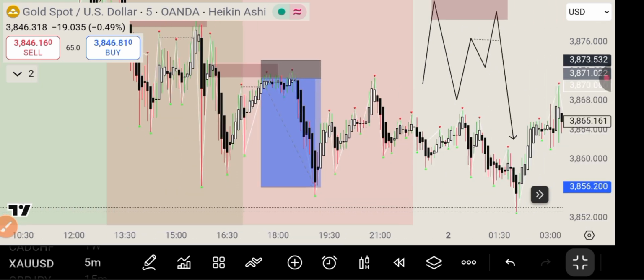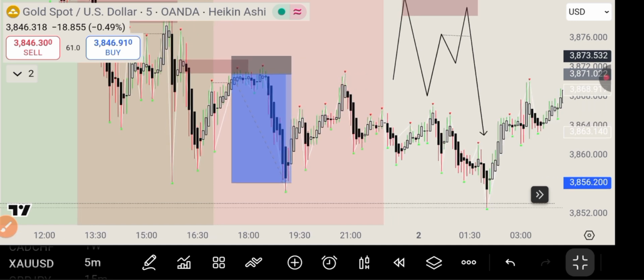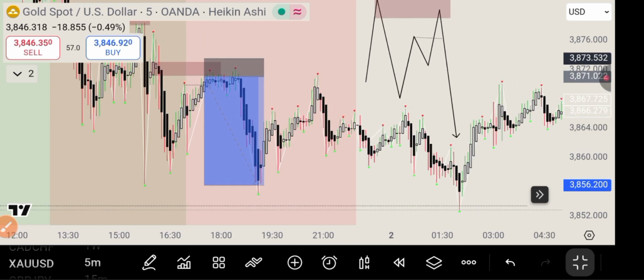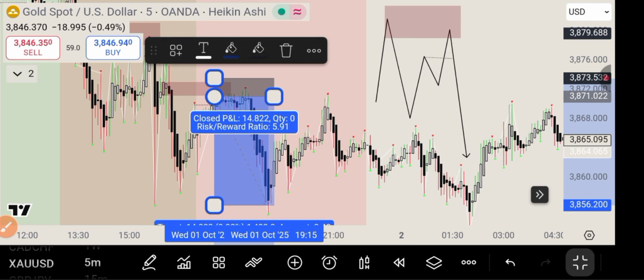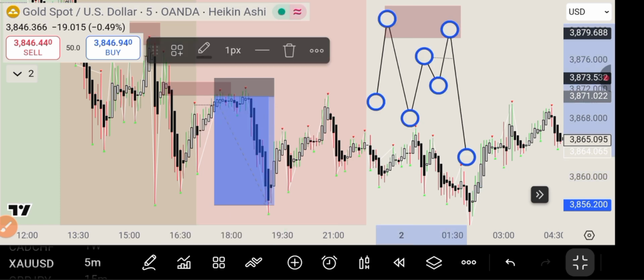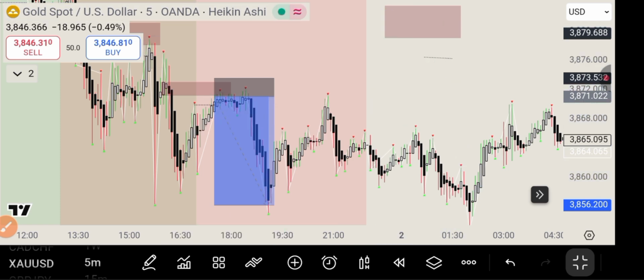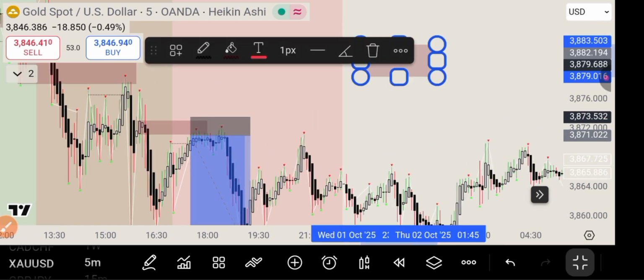This gave me about $150. I was risking like $30 on this trade, and you can see 1:6. It's 1:5.9, but I estimate it as 1:6. So on to the next day, I only trade the New York/London session overlap.